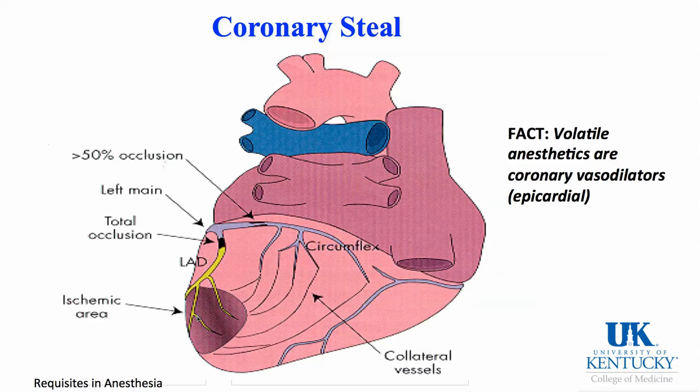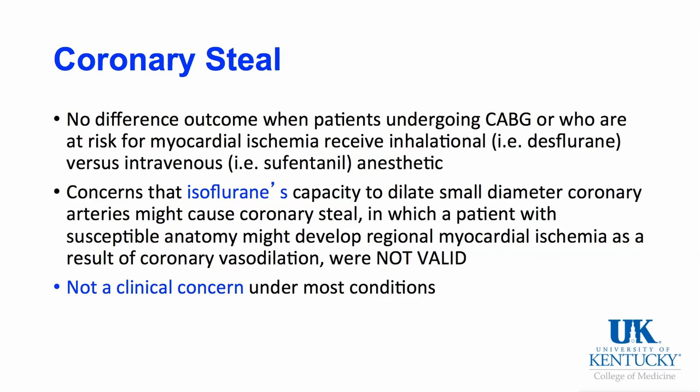And so instead of taking from the rich and giving to the poor, you're stealing from the ischemic area and giving it to the good area, which vasodilates to these epicardial vessel-dilating volatile anesthetics. And this was a worry some time ago. Can volatile anesthetics cause coronary steal in patients with steal-prone anatomies such as this? And really, there's been no difference in outcome when patients undergoing coronary bypass surgery who are at risk for myocardial ischemia, even those with this steal-prone anatomy, receive inhaled anesthetics versus intravenous anesthetics. And this does not seem to be a real clinical concern. So we'll leave it at that for now.